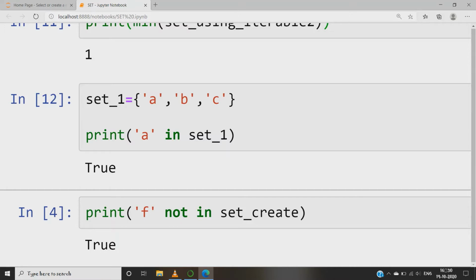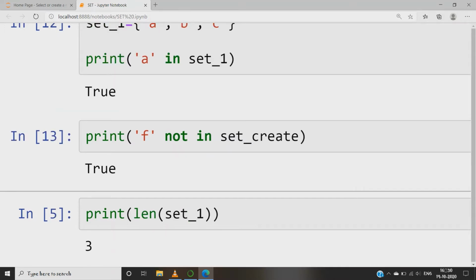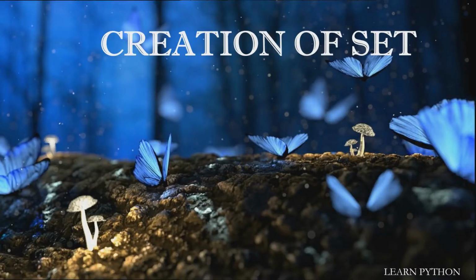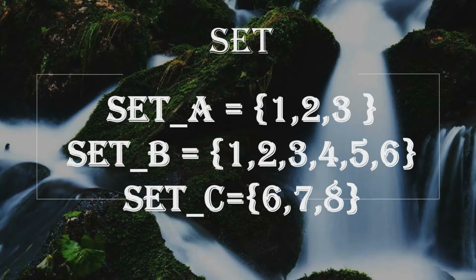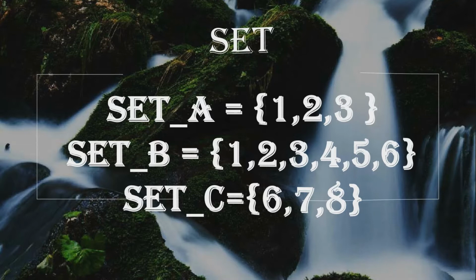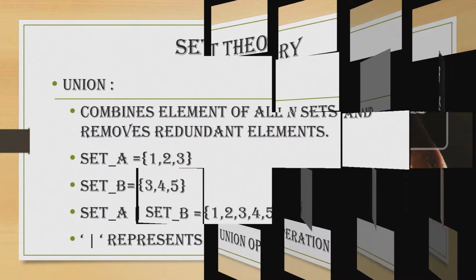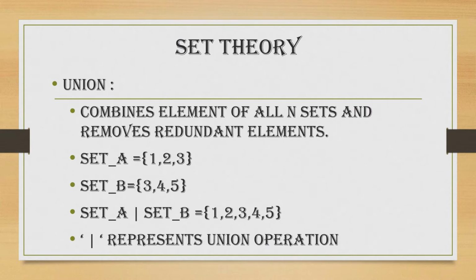Now, brushing up the basics of set theory, consider three sets, set A, set B and set C, where set A contains 1, 2 and 3, set B contains 1, 2, 3, 4, 5 and 6, set C contains 6, 7 and 8. Now, set A is a subset of set B as every element present in set A is present in set B as well. And now we can say that set B is a superset of set A, and union of n sets would return a set by combining elements of n sets, removing the duplicate elements.